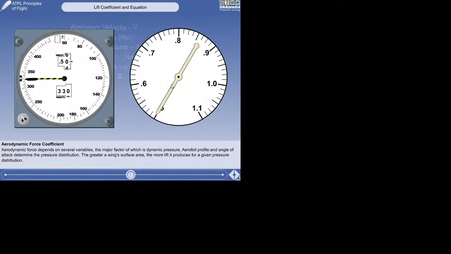The shape or profile of the aerofoil and the angle at which the airflow meets it, the angle of attack, together determine the pressure distribution around the aerofoil, and thus the coefficient of lift and drag. The surface area, S, and its condition will also have a direct effect on the amount of lift produced. The larger the surface area for a given pressure differential, the greater the force generated. Compressibility, which only starts to become significant above 300 knots, will be covered in later lessons.